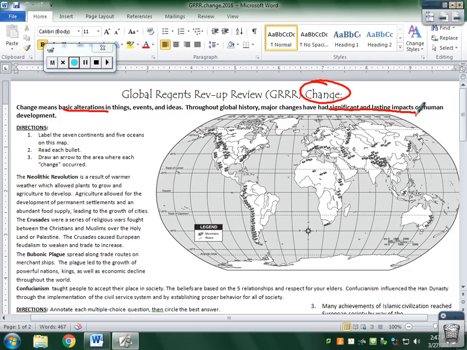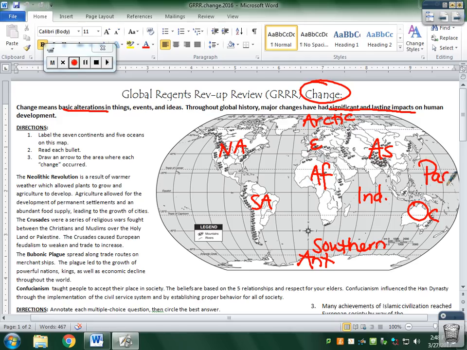So our first direction we know is to label the 7 continents and 5 oceans. So we've got North America, South America, Europe, Asia, Africa, Oceania, and Antarctica for our continents. And then for our oceans, we have the Arctic Ocean way up north and the Southern Ocean way down south. And then the Indian, the Pacific on both sides of our map, and the Atlantic. We always want to have those things in mind, just as a reference, okay?